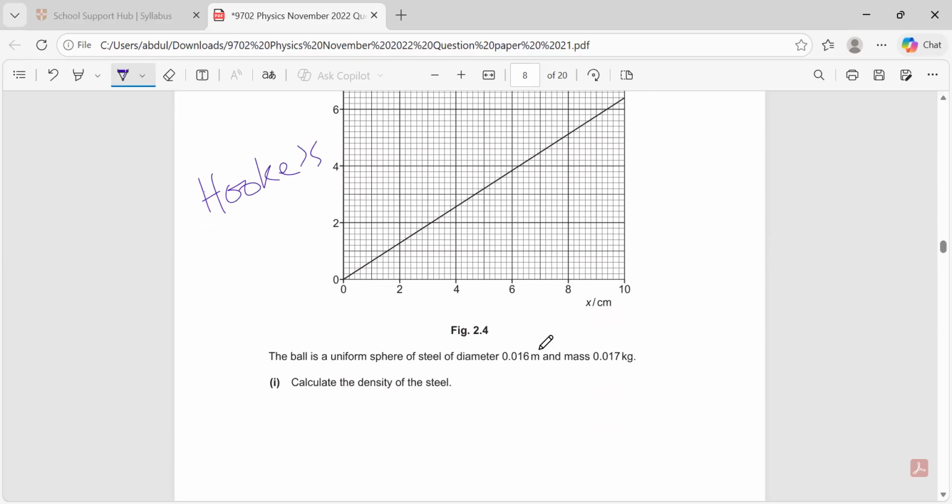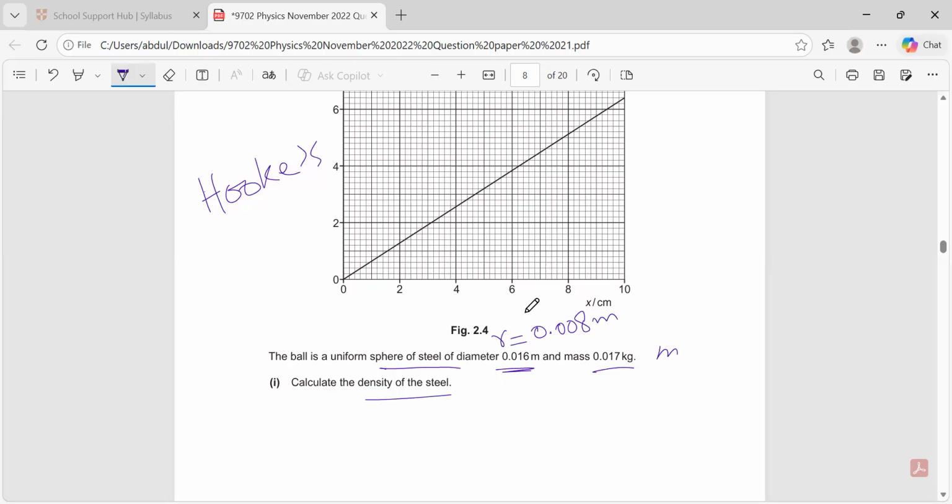What they are asking: the ball is a uniform sphere of steel, diameter this, so we need to get the radius. The radius is simply the diameter divided by 2, so 0.008, and it is in meters. Mass is given, and they want the density of the steel.